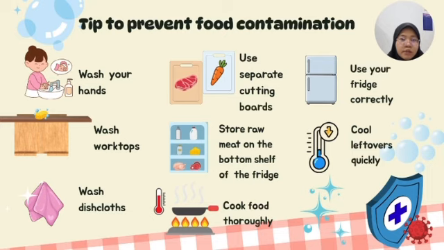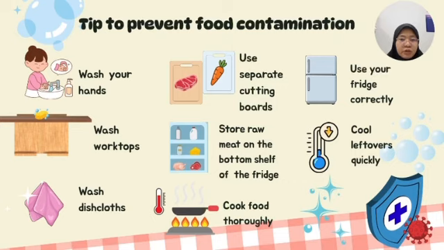Next, wash your work surface. Clean your work surface or food preparation area after use. This ensures that bacteria do not spread to other foods. Next, wash your dishcloth. Wash and change your dishcloth frequently. Dirty dishcloths can be a breeding ground for bacteria. Next, use separate cutting boards. Use different cutting boards for raw and cooked foods to avoid cross-contamination between raw meat and other food.